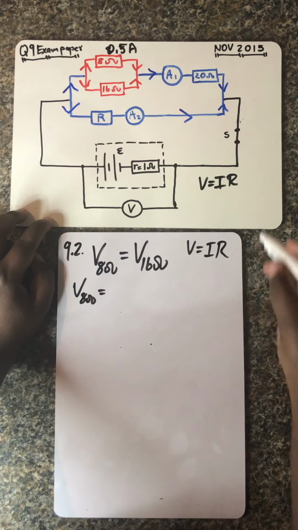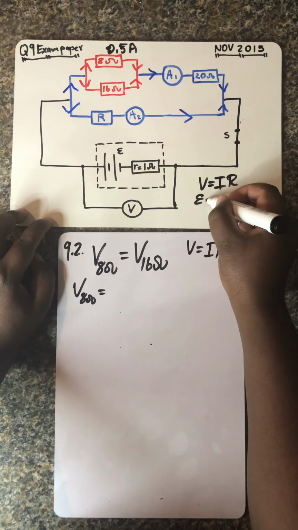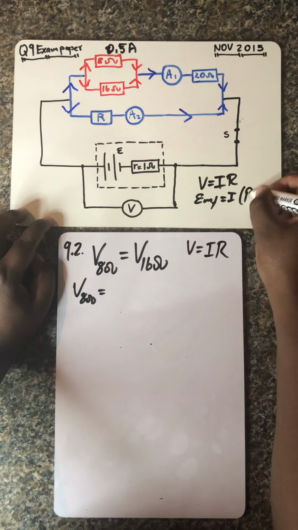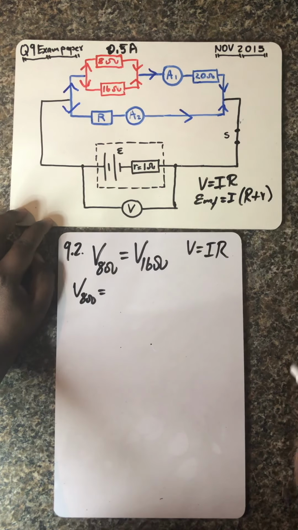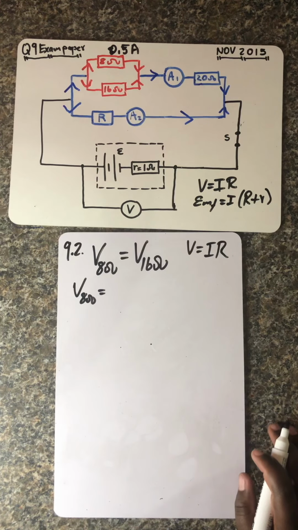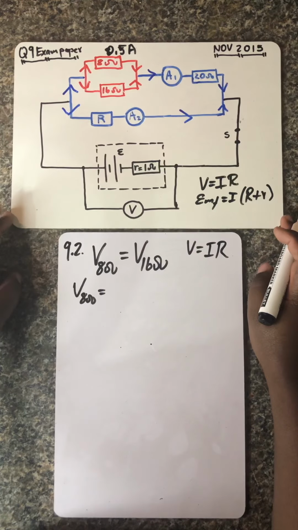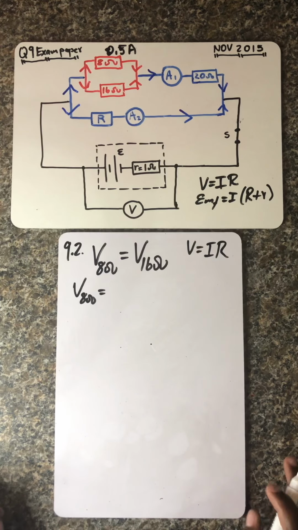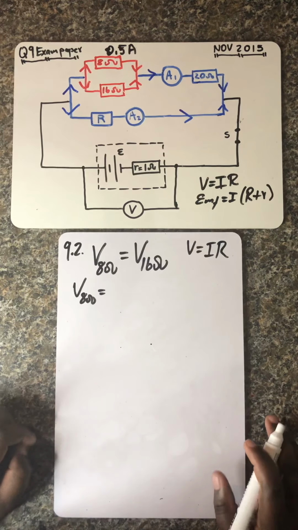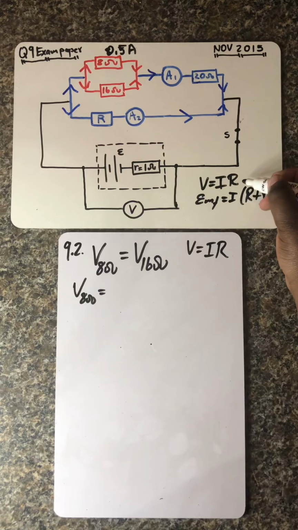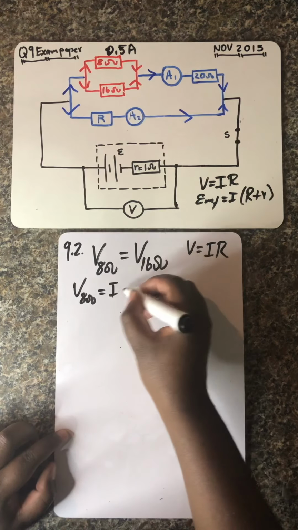It's there on your formula sheet. And we've got another formula which says EMF is equal to I into capital R plus small r. We might need to use both of those formulas, but it doesn't really matter for now. I just wanted you to be aware of these two formulas. They are very important. At some point we might use both, or somewhere we might just need one. In this case, we need only one formula, which is IR.